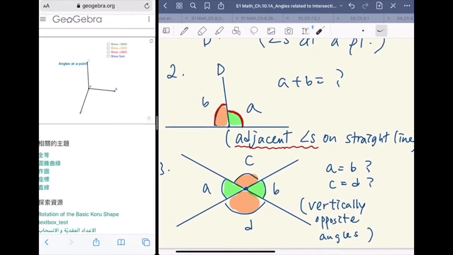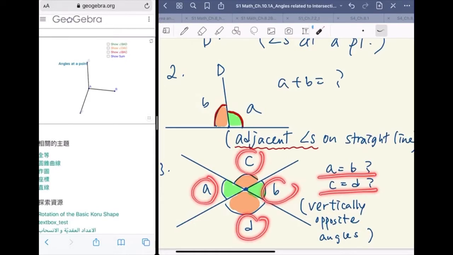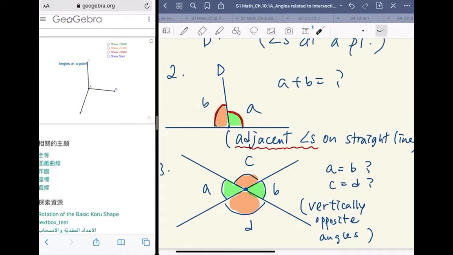Lastly is called vertically opposite angles. There are two pairs of vertically opposite angles. The first pair A and B, the second pair C and D. In Chinese 對頂角. Again we have a center point and two angles opposite each other, so we call them vertically opposite. Do you guess that A and B are equal, and C and D? Today we're going to talk about these three relations.